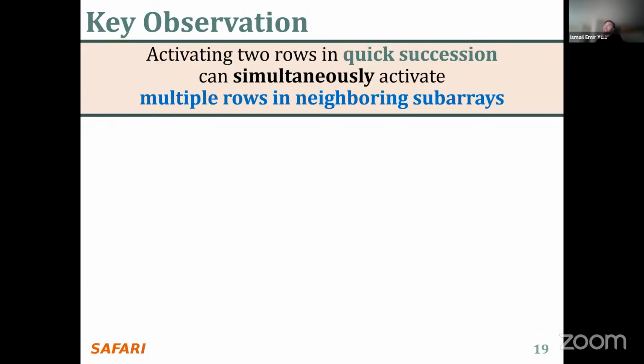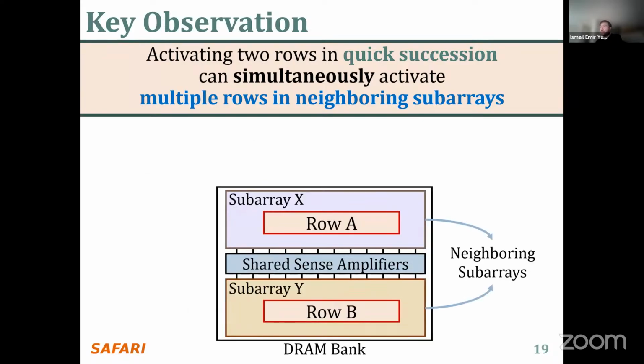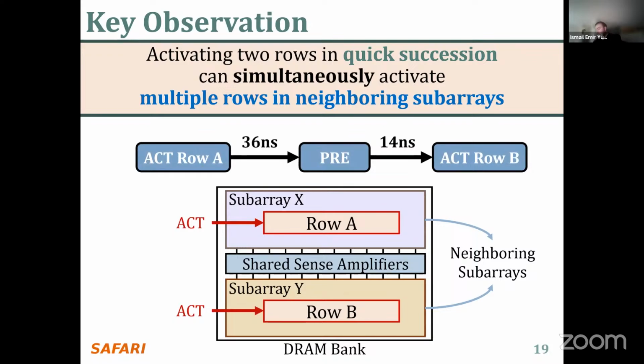So our key observation is that activating two rows in quick succession can simultaneously activate multiple rows in neighboring subarrays. Again, we have subarray X and subarray Y here. Now, in the specification, we have these timing parameters. You issue activate row A, you wait 36 nanoseconds, which is called tRAS, and then you issue precharge, which will precharge the rows. And then you wait for 14 nanoseconds, or 13 to 15, which is tRP. And then you issue activate row B.